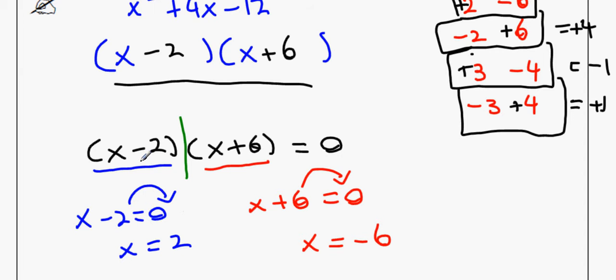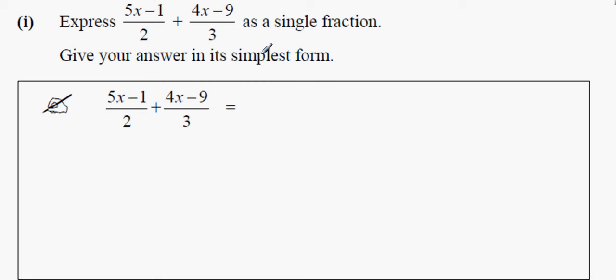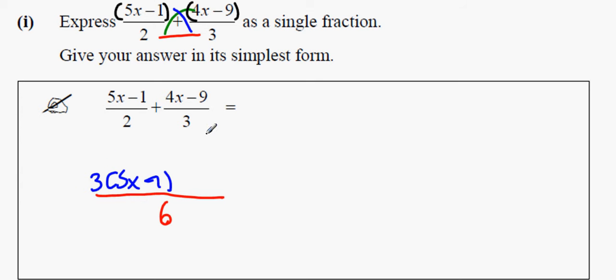Okay. Next question, express this as a fraction in its simplest form. Now remember, there are three arrows here. You have a red arrow, a green arrow, and a blue arrow. Now remember to put all the numbers on top into brackets, okay? This prevents you making an error. So what happens here is the following. The first line is the red line. The red line means multiply 2 by 3, you get 6. The second line, which is the blue line, means multiply 3 by 5x minus 1. The third line is the green line, and the green line means multiply 2 by 4x minus 9.